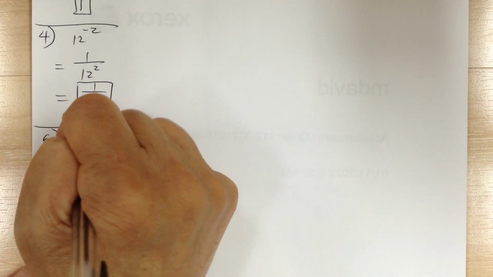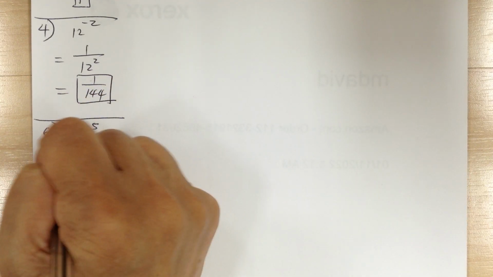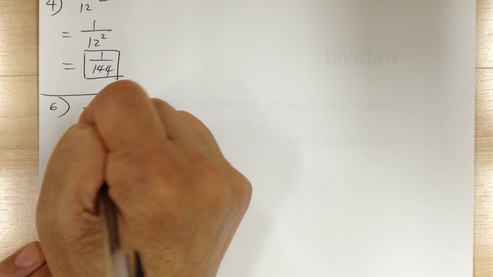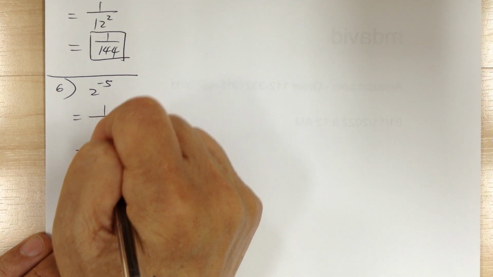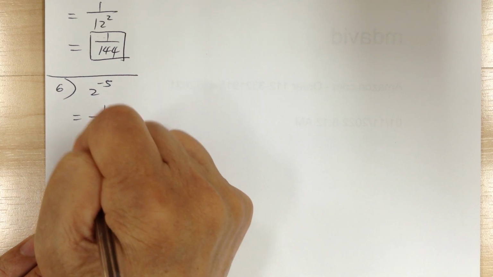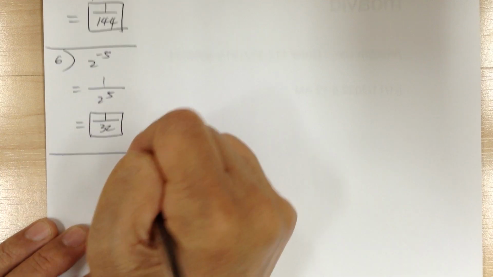Okay, number 6, you have 2 to the negative 5 power. So you can use the negative exponent to flip it over, so it would be 1 over 2 to the 5 power. And then you evaluate, so 2 to the 5 power is 32, and so it becomes 1 over 32.